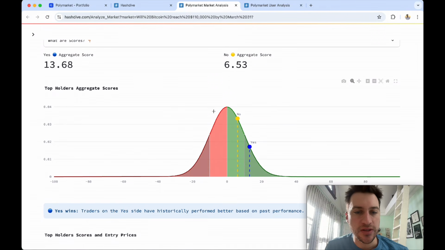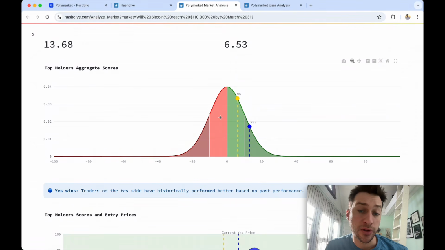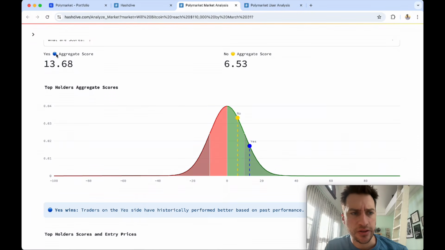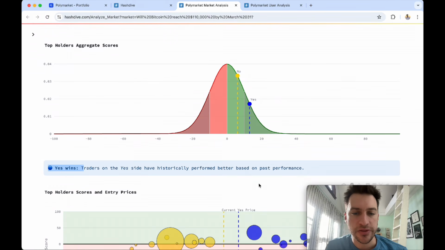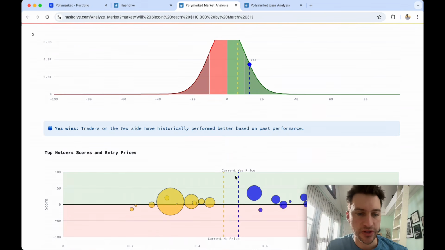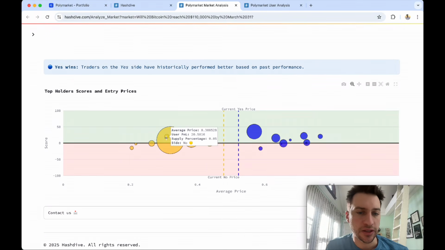And you can see basically the percentile of how good of traders they are. So this is it, as you can see graphed, and this is their average for no and yes. Very, very helpful, and this just gives you the answer. Yes wins. So traders on the yes side have historically performed far better based on past performance, as you can see. And you can see the top holders' entries and stuff like that for like support and resistance, I guess, maybe.